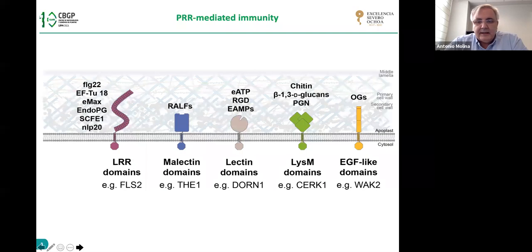Plants have hundreds of these PRRs, with different structured ectodomains, extracellular domains, that recognize different types of DAMPs or MAMPs. One of the major groups is composed of PRRs with LRR domains, and this structure mainly recognizes peptides, but not only peptides. There are other groups that have been described to potentially bind other compounds, and in some cases this has been confirmed. Some of these ectodomains have been shown to recognize glycans, for example those from the LysM family that bind chitin, also beta-1,3 glucans and peptidoglycans, or those from the EGF-like family, like WAK1, that is able to perceive OGs.